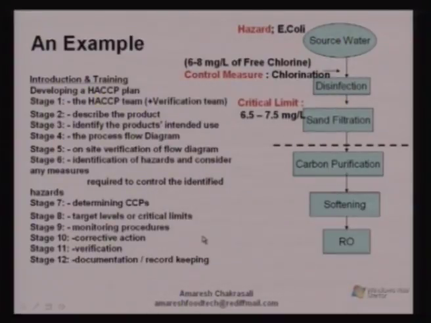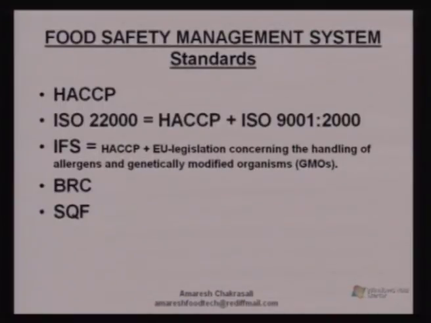Then target levels of limits. Then we also need to look into monitoring procedures, corrective actions, verifications, documentation, and record keeping, the importance of which I have already highlighted. This becomes a part of the implementation of HACCP on the shop floor in any food manufacturing industry. How is it being done? Globally there are various standards. They are all food safety management standards, but there is slight variation based on the origin from where they are coming.